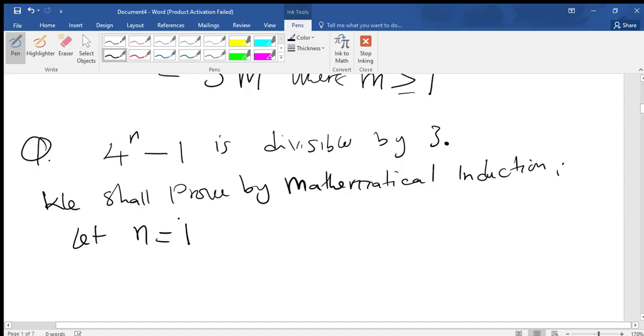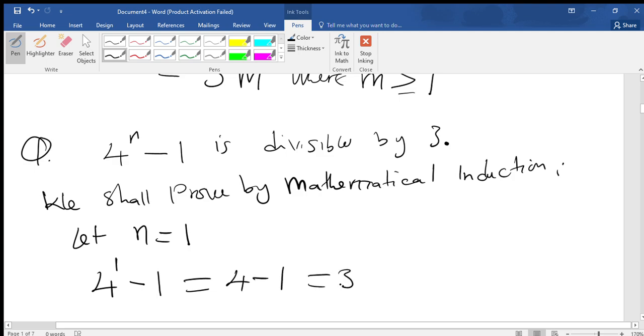We want to see if when n is equal to 1, the answer we're going to have will be a number which will be divisible by 3. So when we let n equal to 1, what are we going to have? We will have 4 power 1 minus 1, and this is equal to 4 minus 1, which is equal to 3.